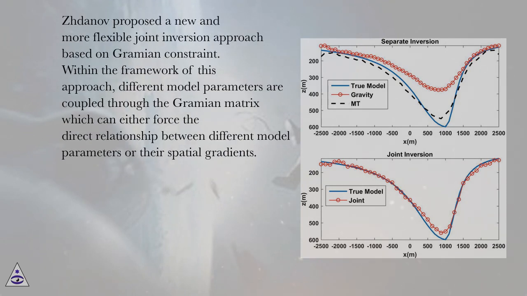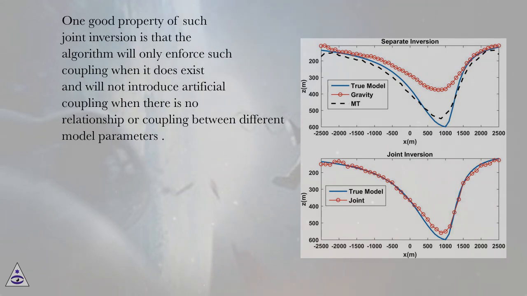Zhdanov proposed a new and more flexible joint inversion approach based on Gramian constraint. Within the framework of this approach, different model parameters are coupled through the Gramian matrix, which can either force the direct relationship between different model parameters or their spatial gradients. One good property of such joint inversion is that the algorithm will only enforce such coupling when it does exist, and will not introduce artificial coupling when there is no relationship or coupling between different model parameters.